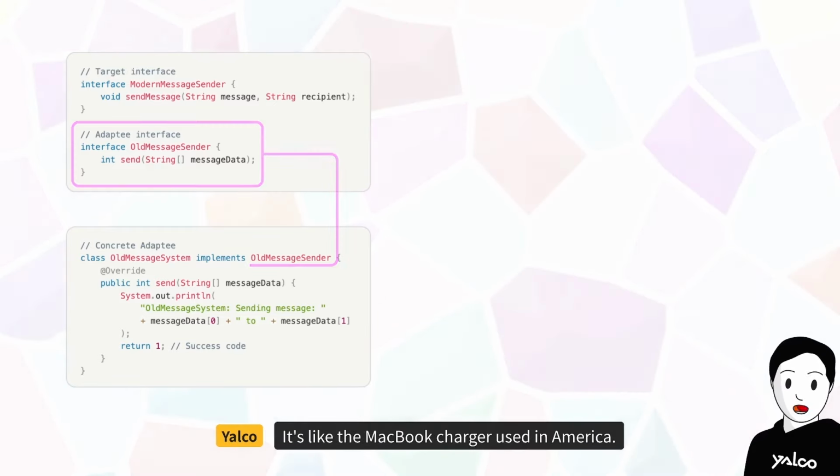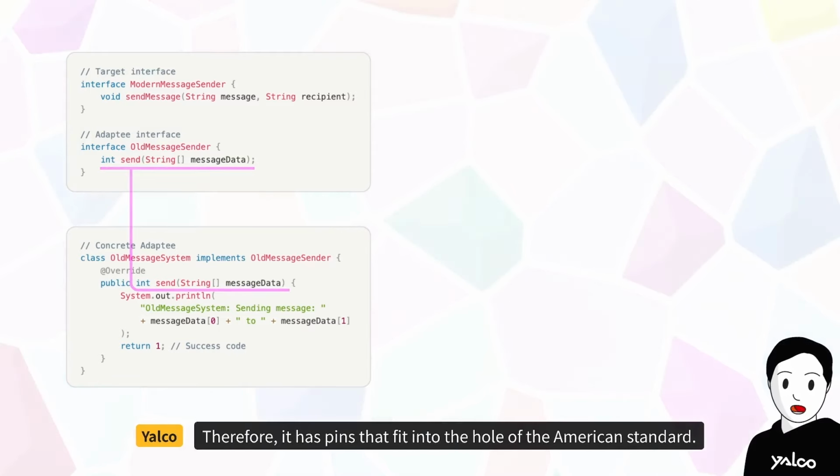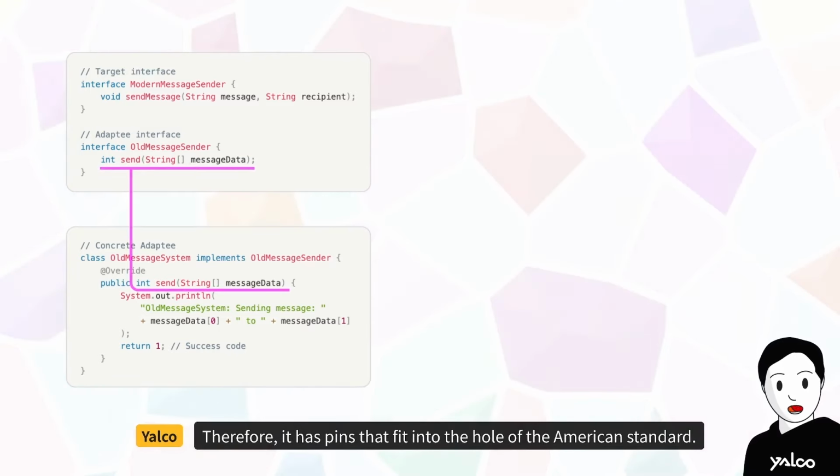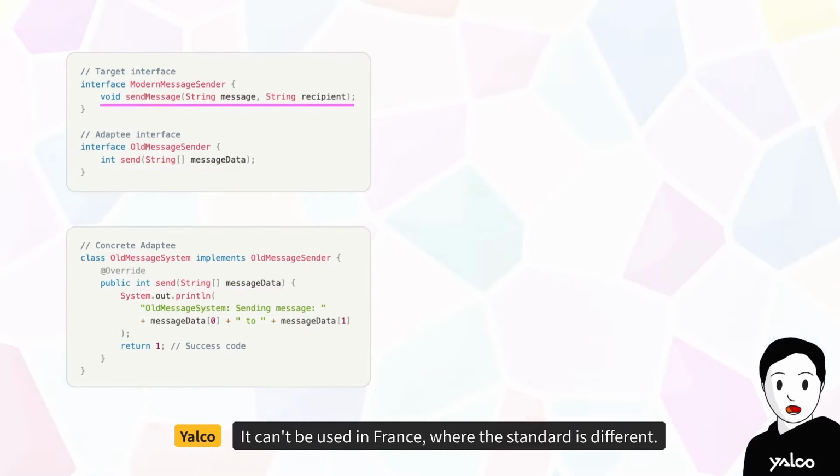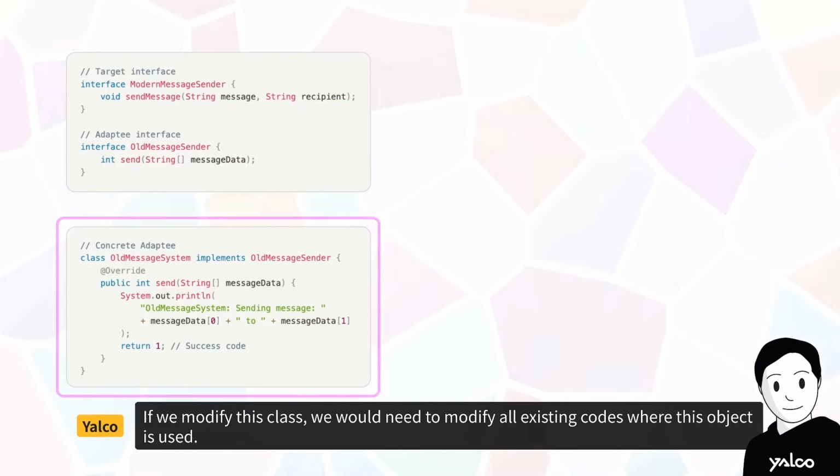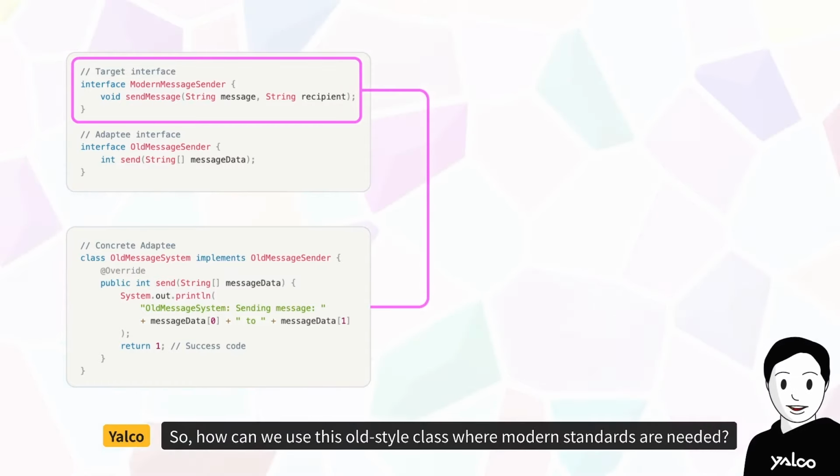It's like the MacBook charger used in America. Therefore, it has pins that fit into the hole of the American standard. It can't be used in France, where the standard is different. If we modify this class, we would need to modify all existing codes where this object is used. So, how can we use this old style class where modern standards are needed?